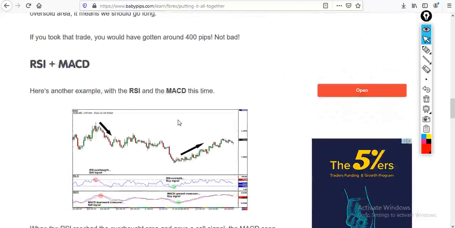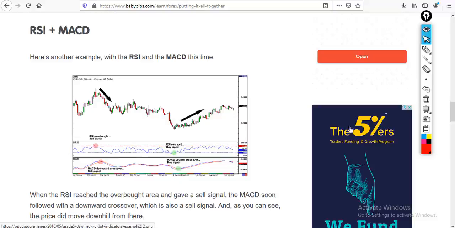Now you can also combine the relative strength index and the moving average convergence and divergence indicator together to your favor. They almost work the same way as well. So if you have the same readings from the RSI and the MACD, right, you can have a good conclusion that you have the odds on your side, to your advantage.